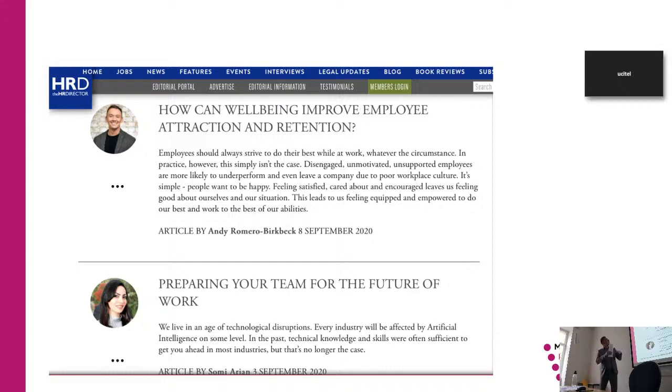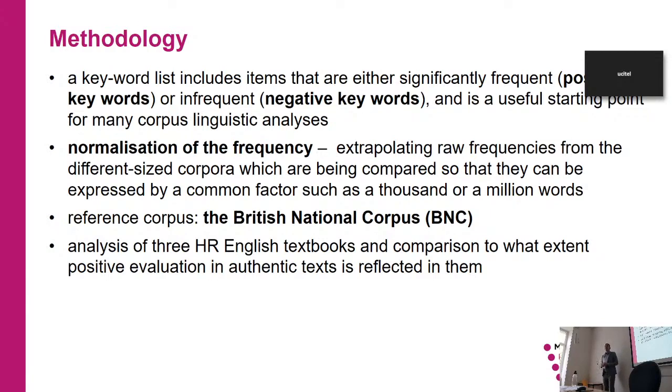This is just an example of HR director, and let's continue. These keywords can be either positive or negative. The positive keywords are those which are very frequent in your specific corpus, and the negative keywords are those which are very infrequent in your specific corpus. So I work with positive keywords. Then you need to normalize the frequency, because of course my corpus was much smaller than the British National Corpus, so you have to count the number per million.